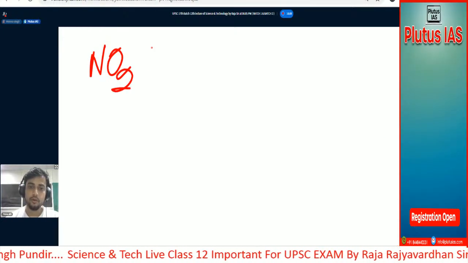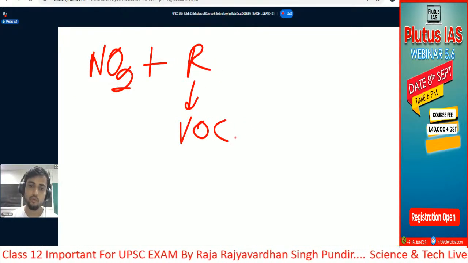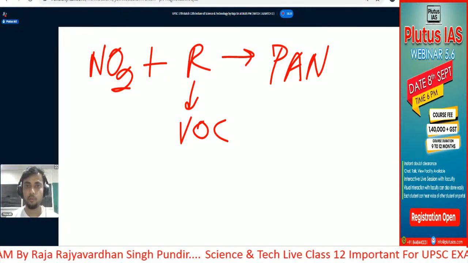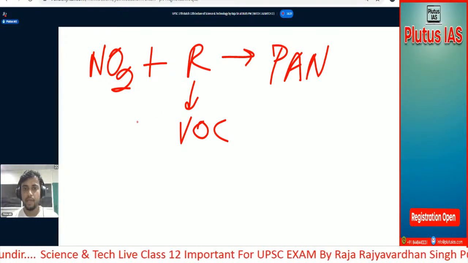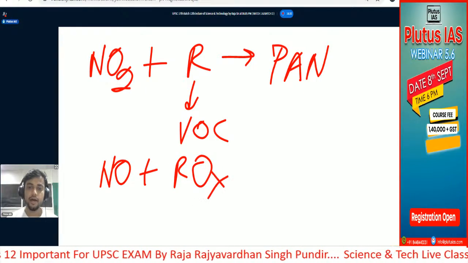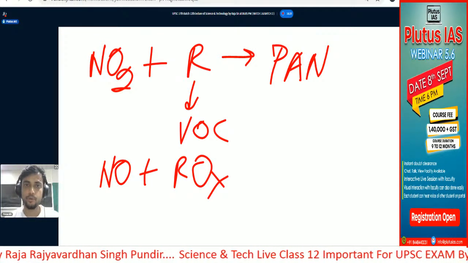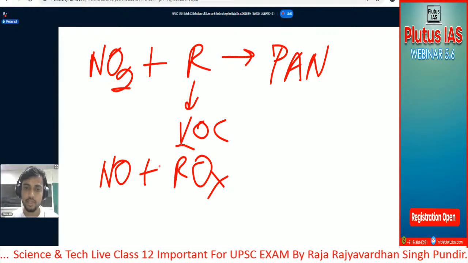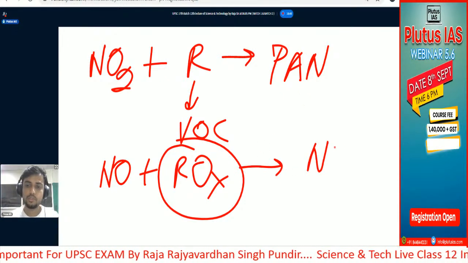We have the nitrogen dioxide, it reacts with hydrocarbons, and these hydrocarbons are derived from volatile organic compounds. And in this reaction, the compound PAN is formed, which is peroxyacetyl nitrate. And the nitric oxides react with the oxygenated hydrocarbons, hydrocarbons which have one or two oxygen molecules. Any number of oxygen molecules, if they are attached to the hydrocarbons, we have these ROX, oxygenated hydrocarbons. And in this reaction again, NO2 is produced.